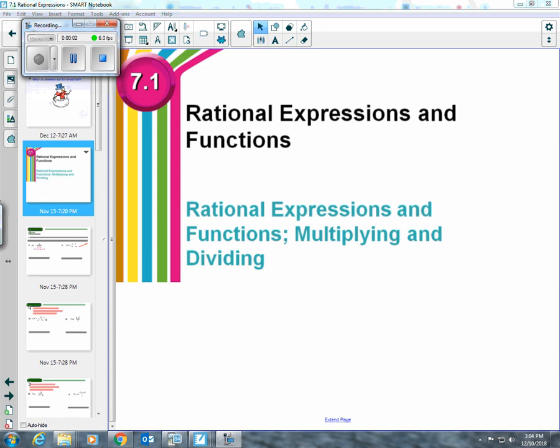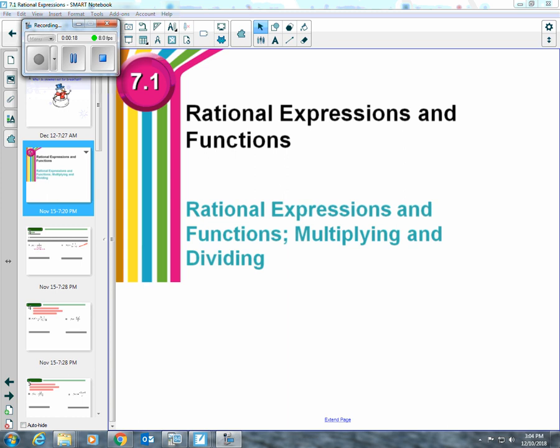Alrighty, everybody, this is 7-1. We're starting chapter 7, rational expressions and functions. So I'm going to be doing some different work with rational expressions, which come from the word ratio, like a fraction. So we're going to be looking at different algebraic expressions that are written out as fractions.